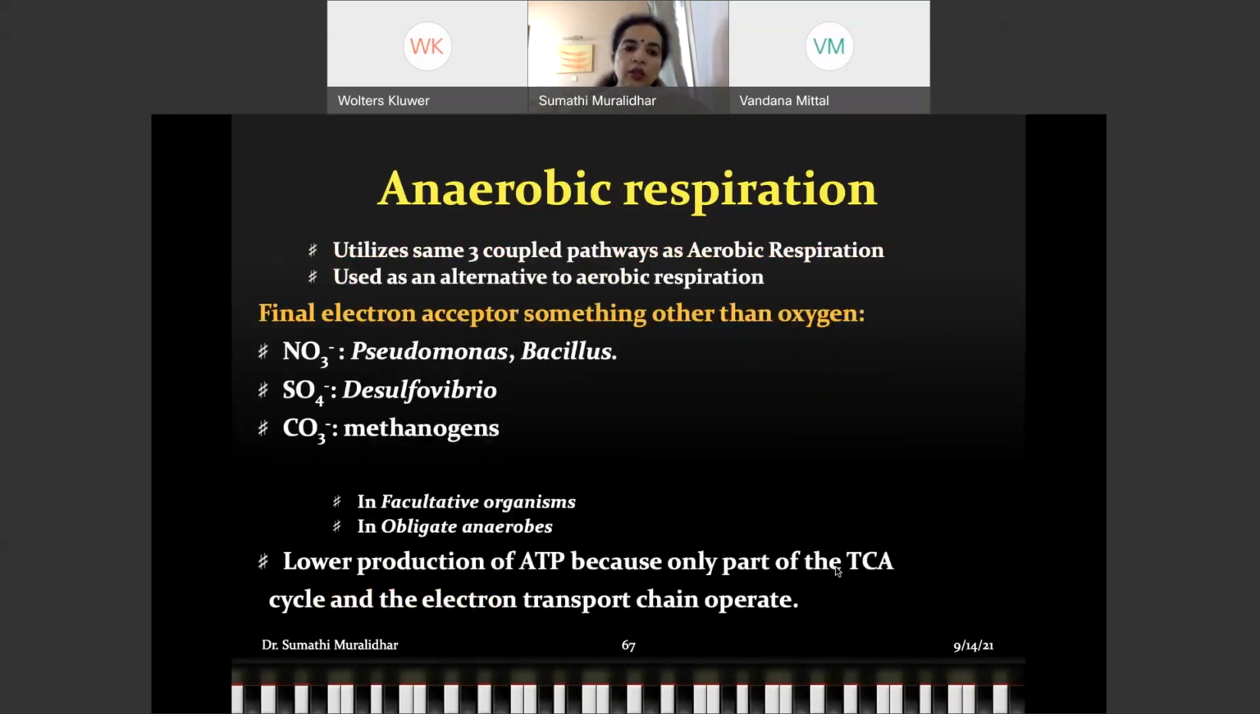Anaerobic respiration, the final electron acceptor is other than oxygen. Like you have the nitrates in some bacteria like Pseudomonas and Bacillus. And in other bacteria, you may have sulfates, you may have the carbonates and all this. In most facultative organisms and obligate anaerobes, this is the kind of respiration that occurs, anaerobic. And there is lower production of ATP because the complete TCA cycle is not performed here. It is cut short by the final electron acceptor, which is not oxygen in this case.